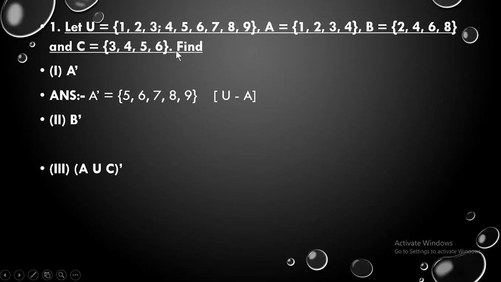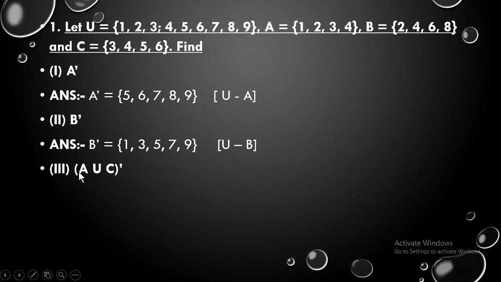Then B complement, again universal set minus set B. Now set B consists of 2, 4, 6, 8. So when you exclude 2, 4, 6 and 8 from the universal set, the leftover elements of the universal set will be 1, 3, 5, 7 and 9. So that is your B complement.